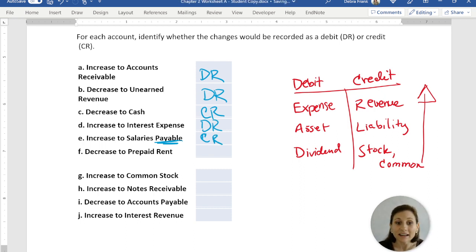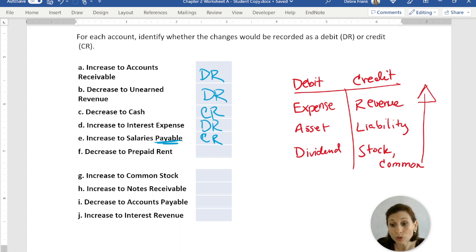All right, so next we have prepaid rent. So let's talk about that one. We have a decrease to it, but let's talk about what prepaid rent is. That is when the company paid rent in advance. So they paid it ahead of time. Sometimes where you are, they might have you pay rent monthly ahead at the beginning of the month, kind of like if you're living in your apartment. You pay your rent at the beginning of the month. You haven't used that time yet.